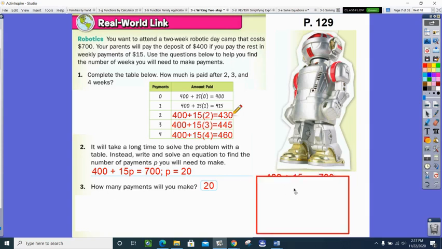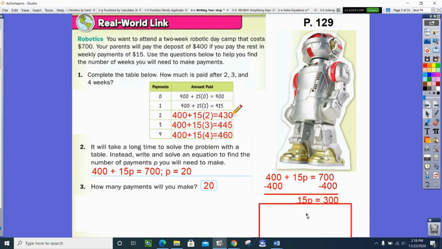Let's solve this equation. So here comes our last section. We're not going to touch the 15. We're going to undo the adding first. So we're going to subtract 400 from both sides. 400 minus 400 is going to give me a 0. The 15p is going to drop down, equaling on the other side 300. Now to undo multiplying by 15, we're going to divide by 15, and there comes the 20 payments. And here's a really good example of where we would use an equation in a real-world setting.